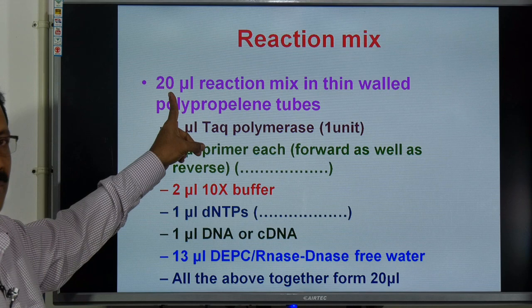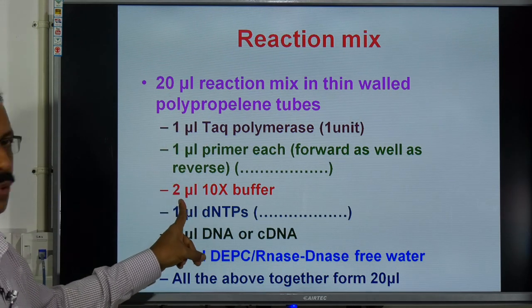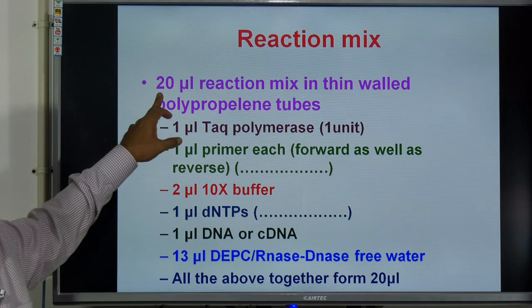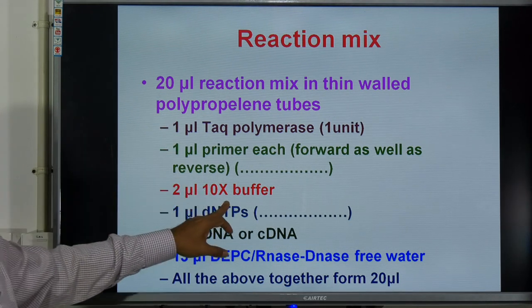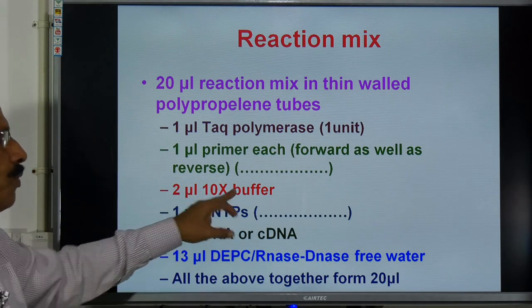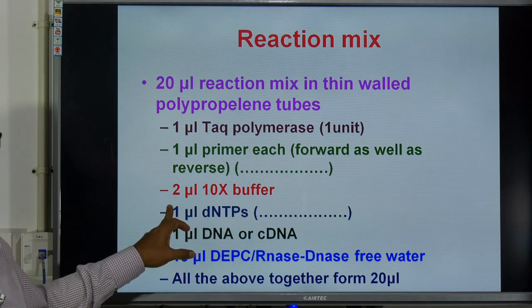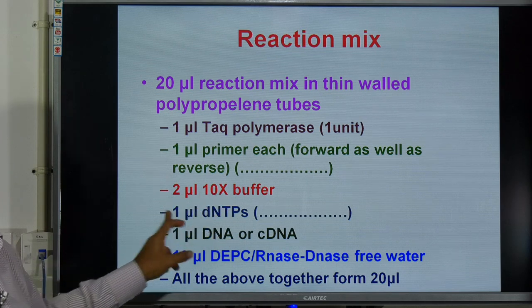Your mixture is 20 microliter, so you need 2 microliter. 2 into 10 is 20. So when it is in the full 20 microliter mixture, it is 1x. So 2 microliters of 10x. If it is 5x buffer, you use 4 microliters. If it is 20x, you use only 1 microliter.